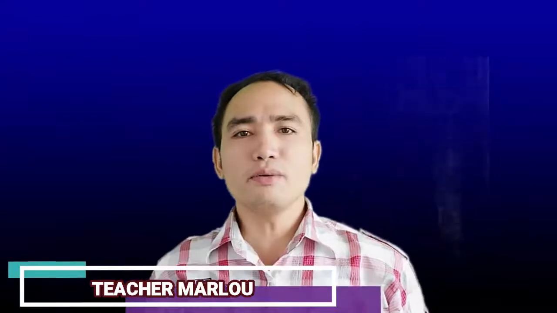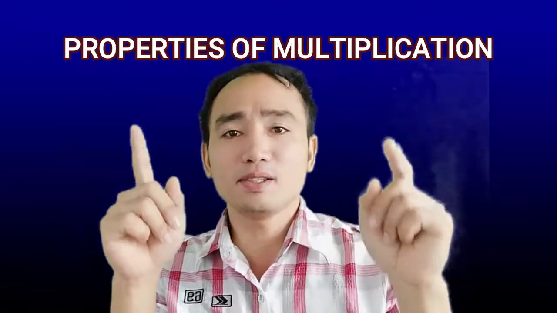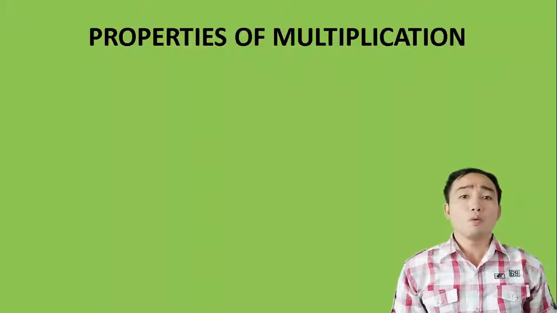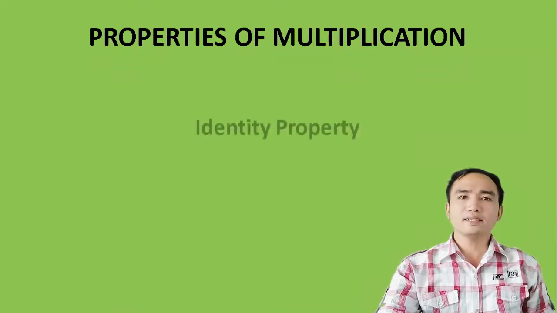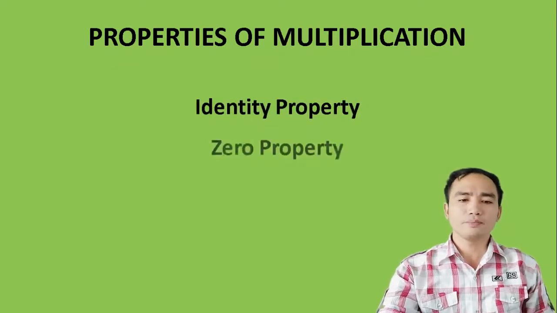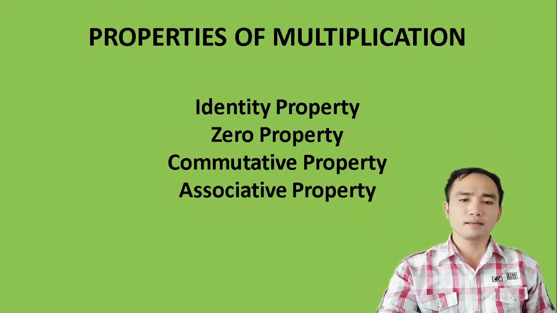In this video, we're gonna learn about the properties of multiplication. So, let us start. What are the properties of multiplication? They are identity, zero, commutative, and associative property.